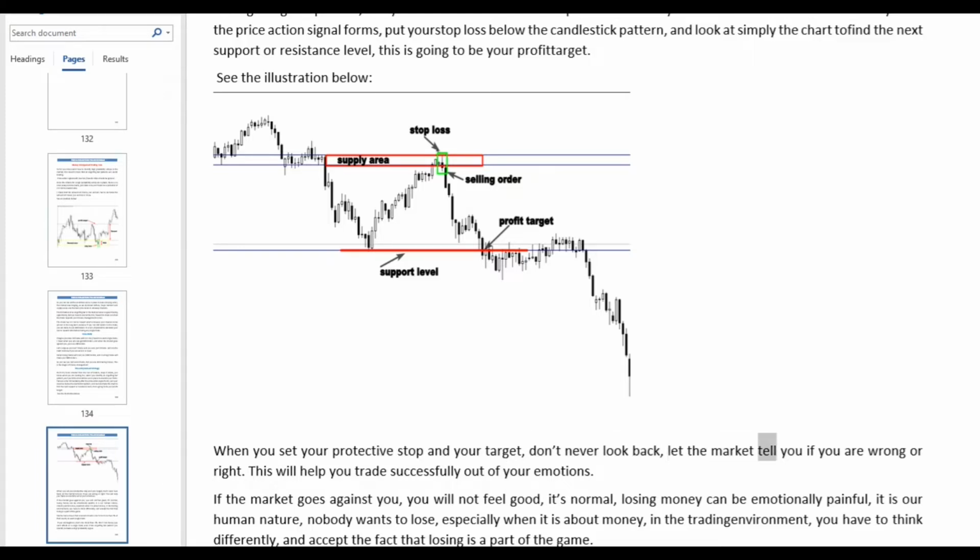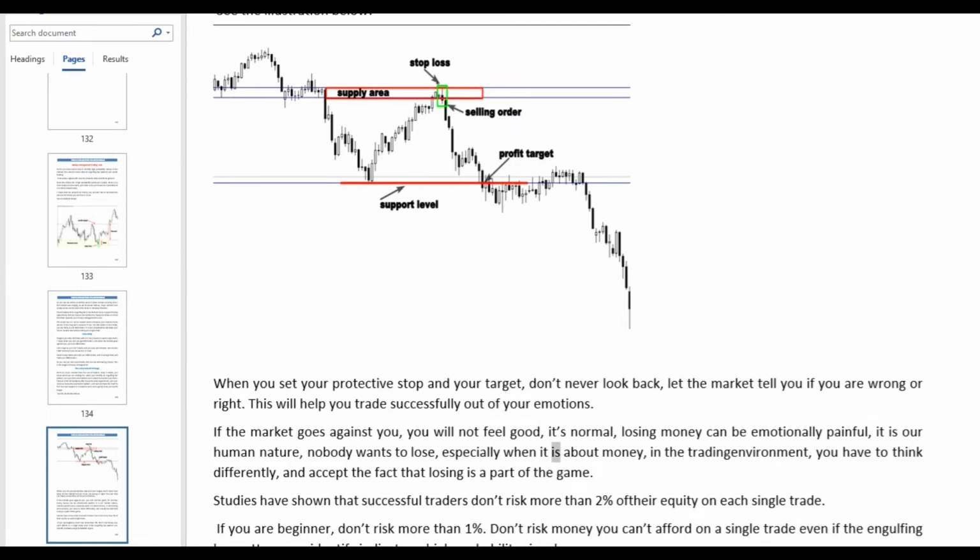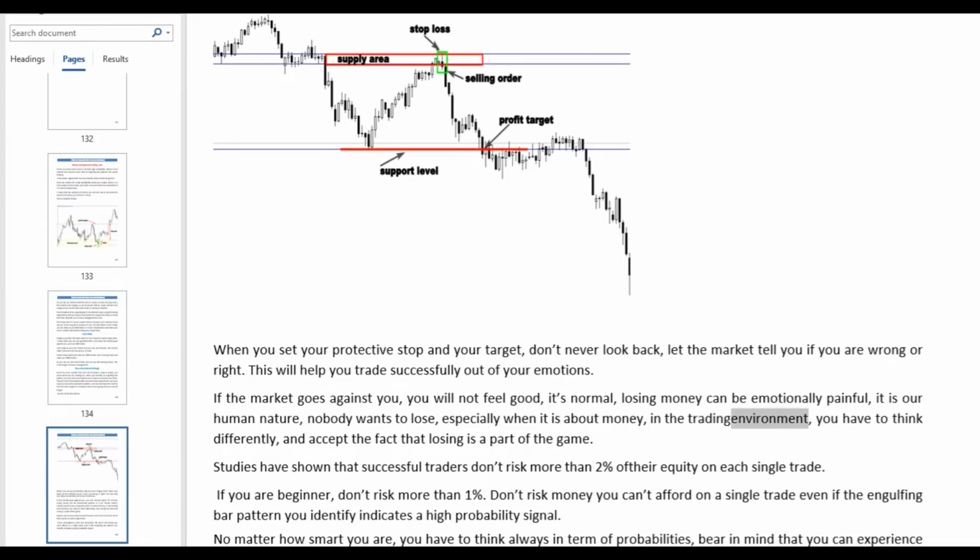Let the market tell you if you are wrong or right. This will help you trade successfully out of your emotions. If the market goes against you, you will not feel good. It's normal. Losing money can be emotionally painful. It is our human nature. Nobody wants to lose, especially when it is about money. In the trading environment, you have to think differently, and accept the fact that losing is a part of the game.